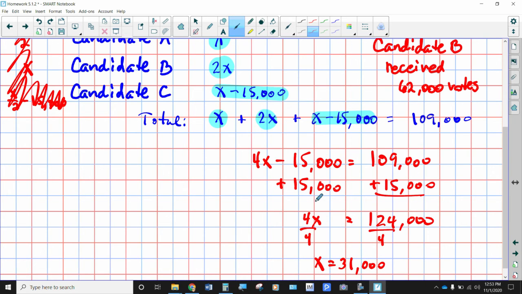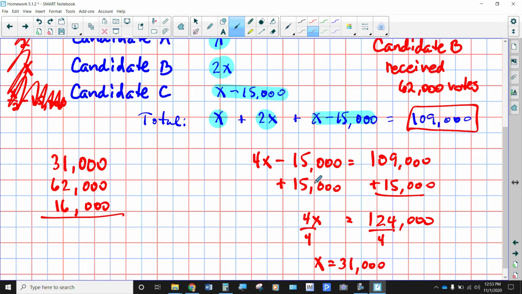Now, I don't want to just say if X is 31,000, then 2X, which is candidate B, would be 62,000 without first double checking to make sure that I've got everything correct. So remember, candidate A was X, so that's 31,000. Candidate B has to be twice that, which is 62,000. And then candidate C was 15,000 less than candidate A, so that would be 16,000. If we add all those together and they equal 109,000, then we know we're correct.